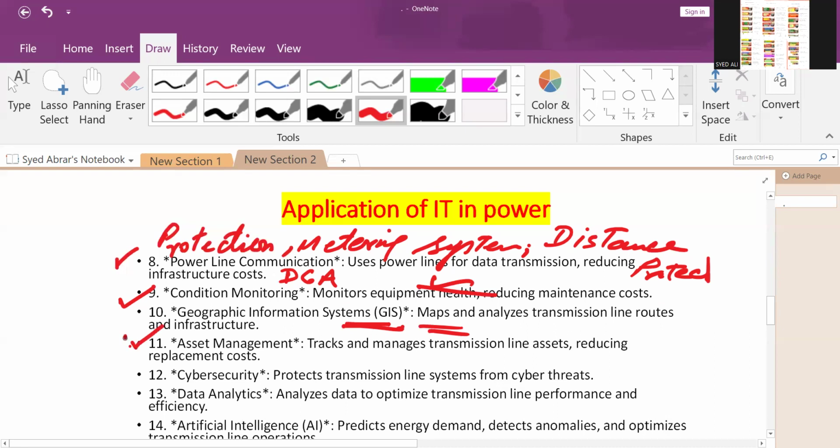Now asset management, this is also a very important area. You track your transmission line assets, or you can find out the health by various IT software, and then you can schedule predictive maintenance. You can reduce the cost of replacement by using the latest technologies.